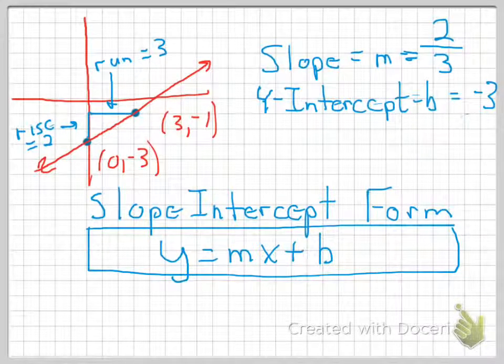If we know the slope of a line, and we also know the point at which it crosses the y-axis, which is called its y-intercept, we can write the equation of that line in slope-intercept form. On the graph shown here, we see a line that has a slope of 2/3 and crosses the y-axis at 0, -3, so its y-intercept, b, is -3. Using slope-intercept form, y equals mx plus b, we can then write the equation of the line.